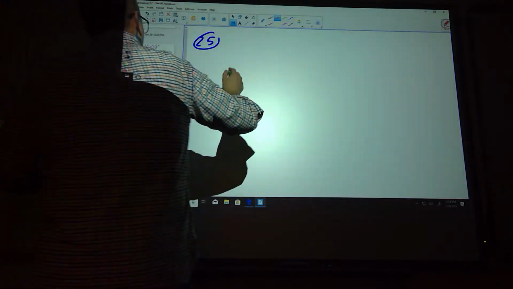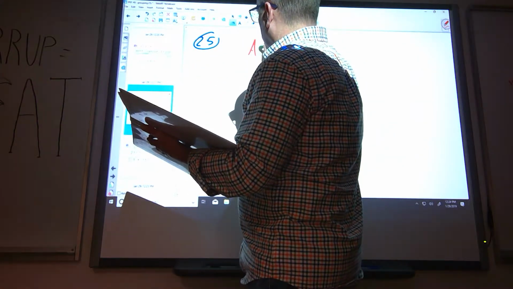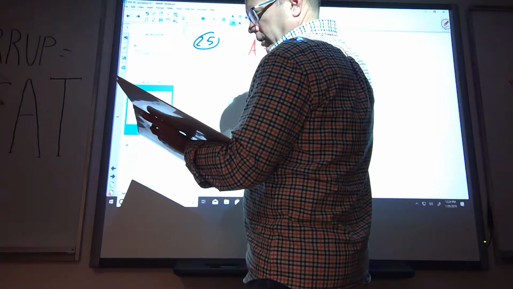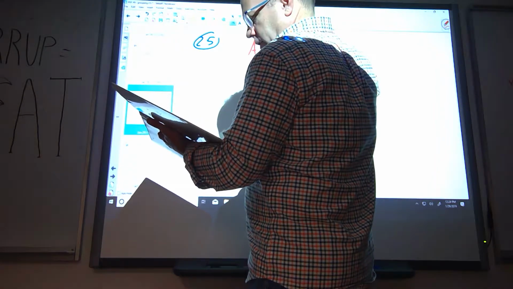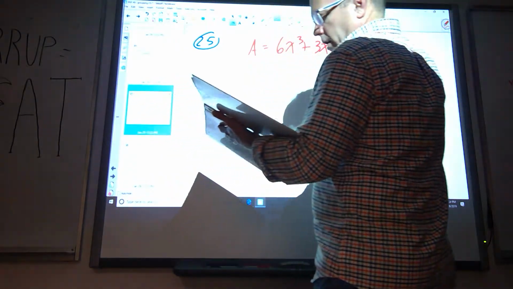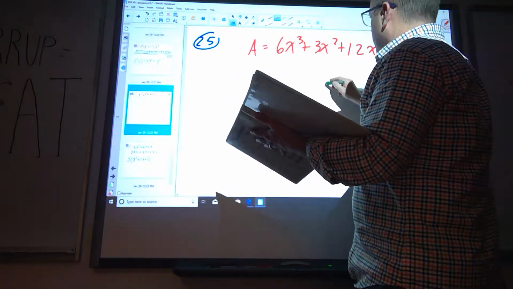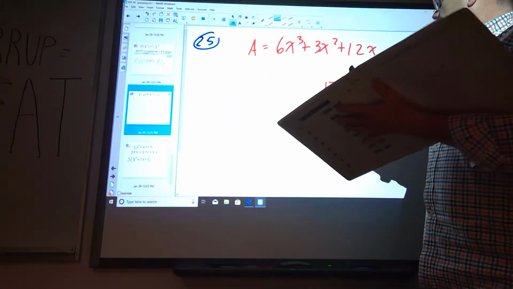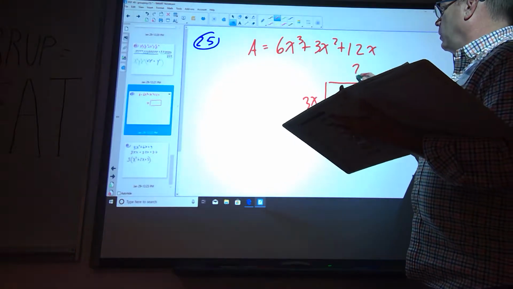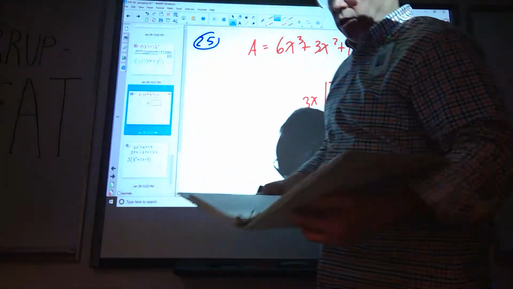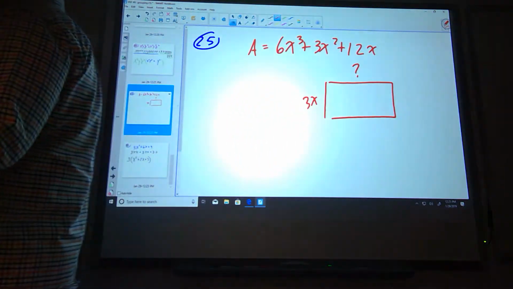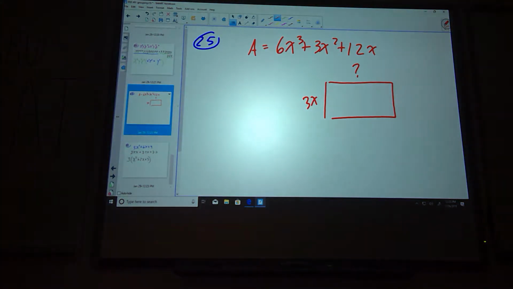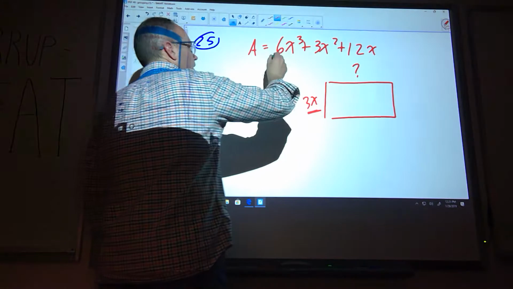Okay. So they tell us that the area of this rectangle is 6x to the third plus 3x squared plus 12x. And they have this rectangle drawn for us. One of the sides is 3x, and we want to know what the other side is. When I find the area of a rectangle, I multiply a length and a width, or a side times a side. Agree? So this is saying, I'm going to multiply 3x times something to get this.